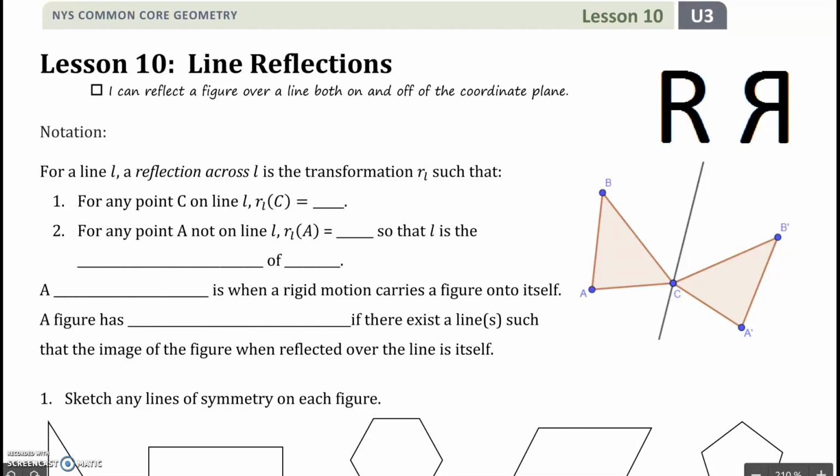Hi everyone, it's Mrs. Griffin, the Unit 3, Lesson 10. We're going to be talking about how to do a reflection over a line on and off the coordinate plane. And you'll notice that this is basically just a flip. We're going to get a mirror image.